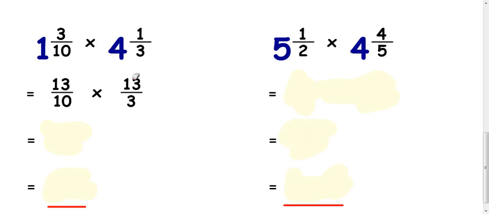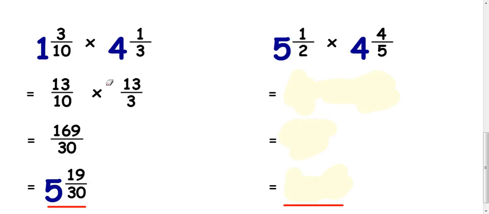So when you can't, you just have to multiply across. So 13 13s are 169. And 3 10s are 30. Now to finish off, change it into a mixed number. How many 30s go into 169? Well, 5 30s are 150. And that's a remainder of 19. And there's your answer. So cancelling down doesn't always work.